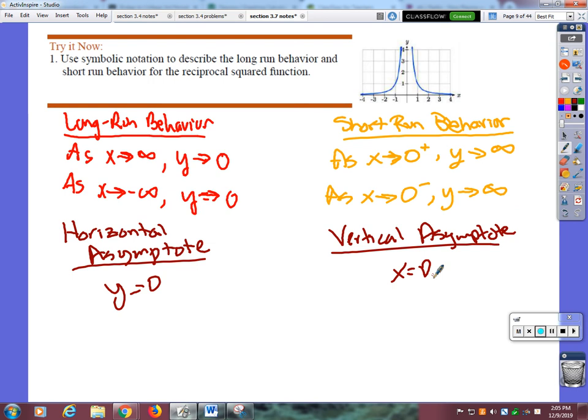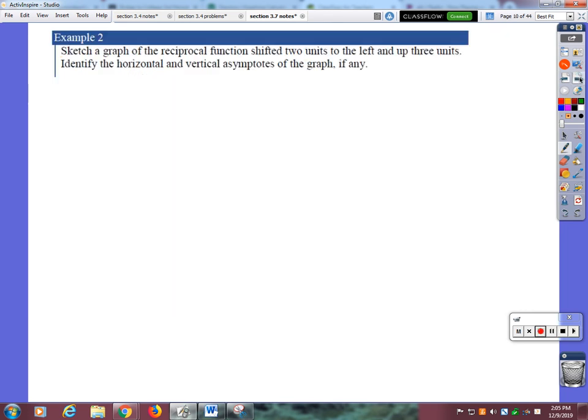From this day forward, I grant all of you the right and the privilege to, instead of writing horizontal asymptote, just write HA, and instead of writing vertical asymptote, just write VA. Okay, I'm going to write the whole thing out. Yeah, maybe not. I don't know. I'll try and be good, okay?